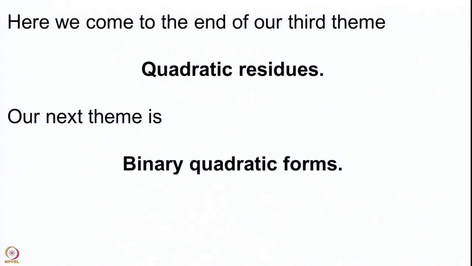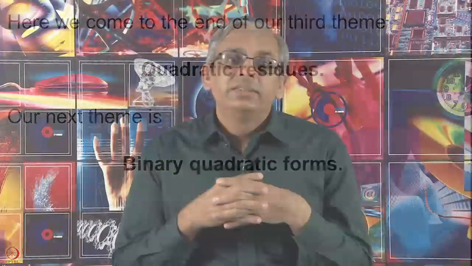Then we generalized the Legendre symbol to the Jacobi symbol, and we saw one application of the Jacobi symbol in the primality tests. Our next theme is a very interesting theme. It is on binary quadratic forms. So, this is a slight generalization of what we were studying in the last theme.